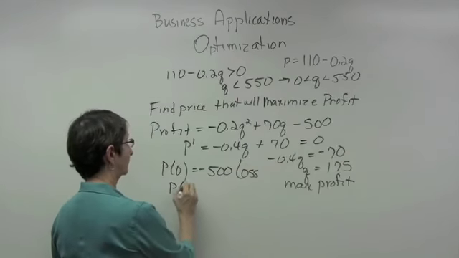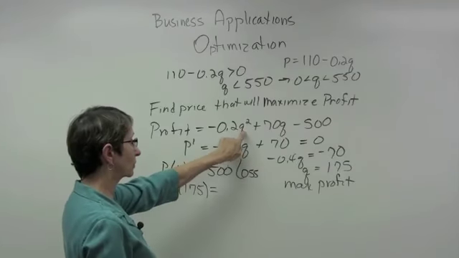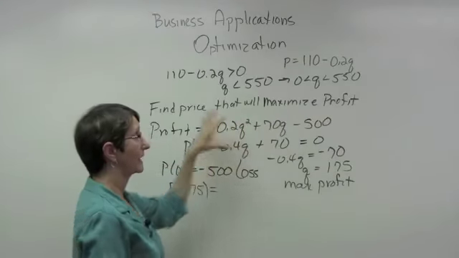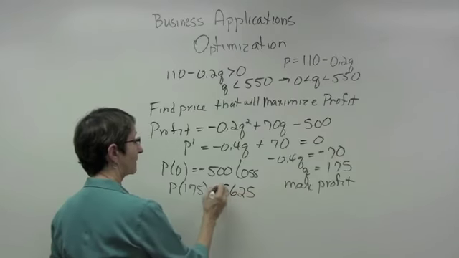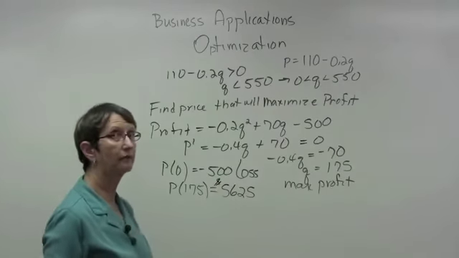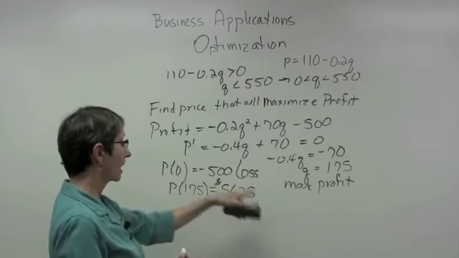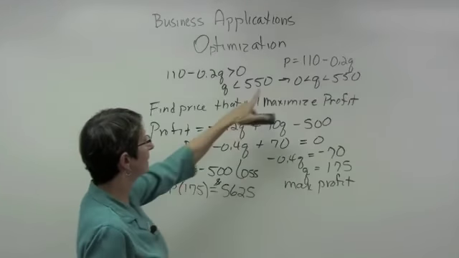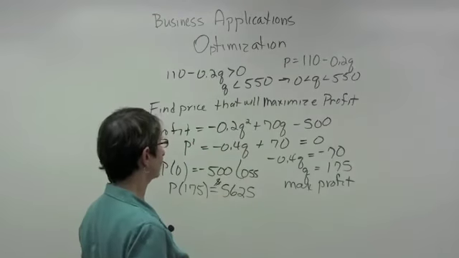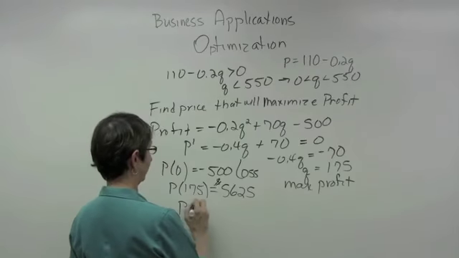Profit at 175. If I plug that number in for Q, both places here, I get 5,625. That is dollars. That is indeed a profit. So far, that's my highest number. If I go to my last point, my 550, and I plug that number in, P at 550 is negative again.